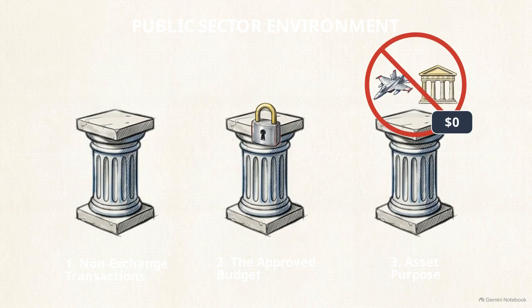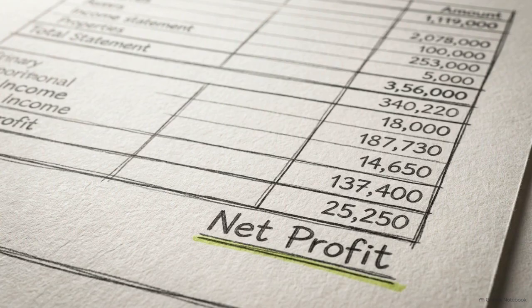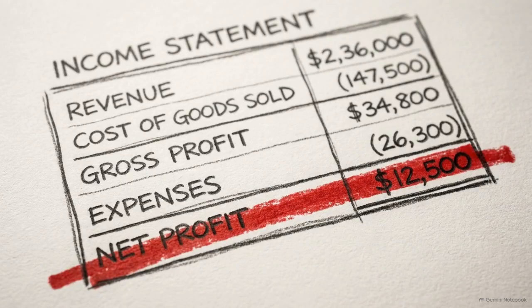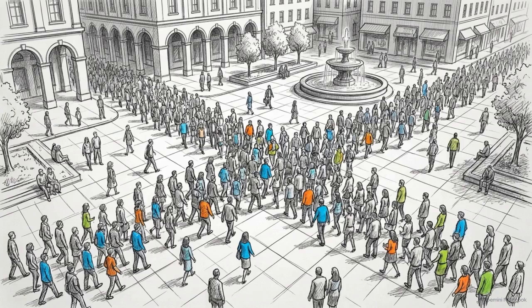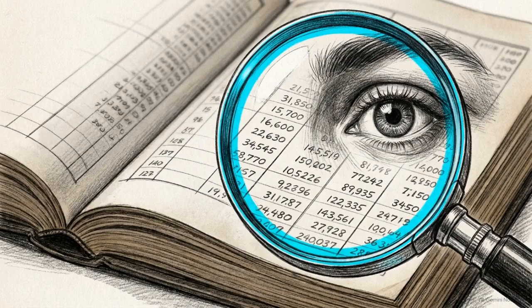Because there is rarely an active market to sell a specialized military base or a national park, these assets require entirely unique valuation metrics. When an entity operates on compulsory taxation, strict budgetary laws, and non-cash generating assets, a traditional profit and loss statement is the wrong tool for the job. Once we establish the environment, the next logical step is identifying the audience. Who actually consumes a government's financial data?